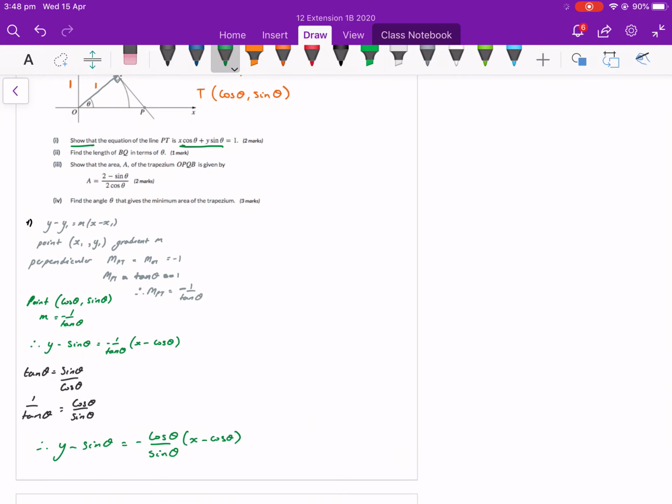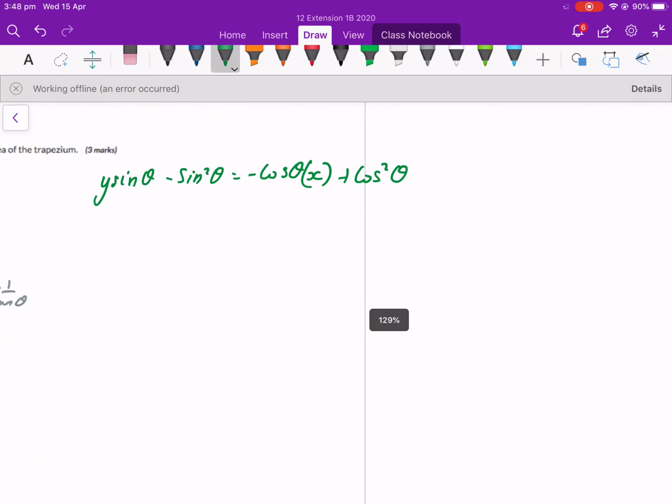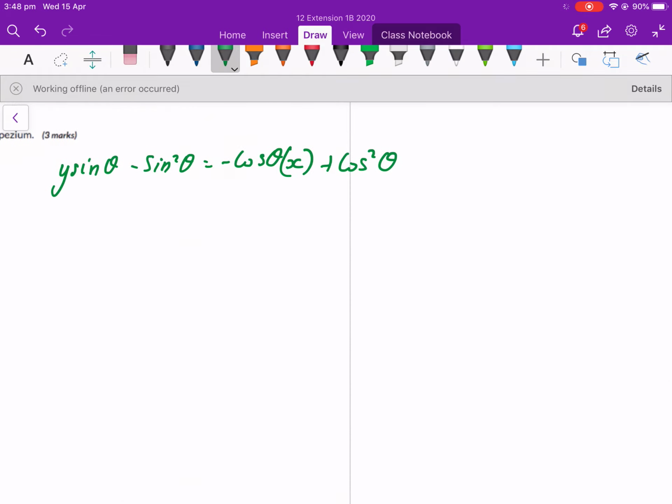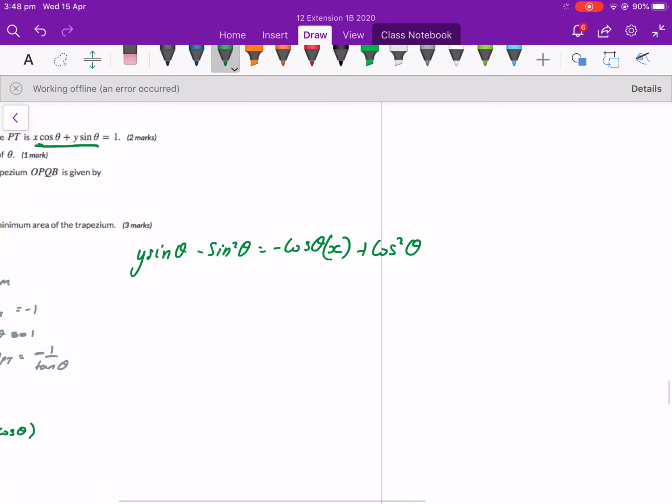What that's going to leave us with is y sine theta minus sine squared theta equals negative cos theta times x. I'm just going to put the x in brackets so it doesn't confuse us. Now we've got negative cos theta times negative cos theta, so plus cos squared theta. Right, well, this is starting to look a little bit like what we had before. Just to relate that back, we're looking for x cos theta plus y sine theta.